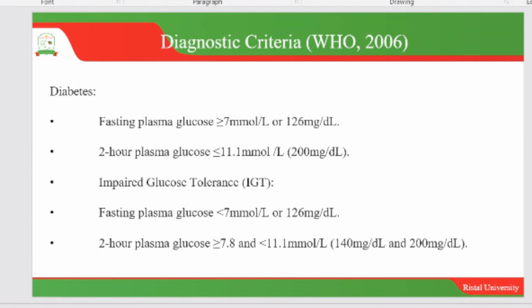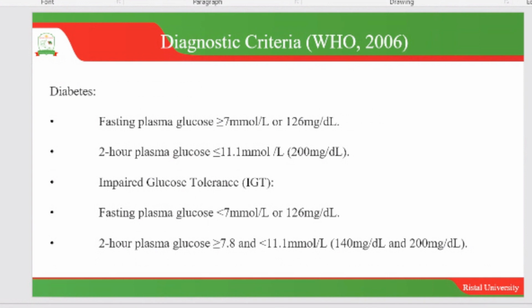Then let us look at glycosylated hemoglobin. This one is not used for diagnostic purposes, but it is a very important test that is also done when the person is diabetic. It reflects the blood glucose control over a 2 to 3 month period.